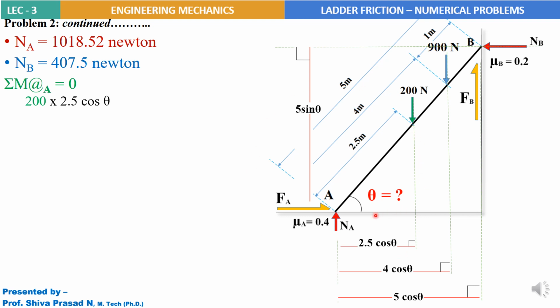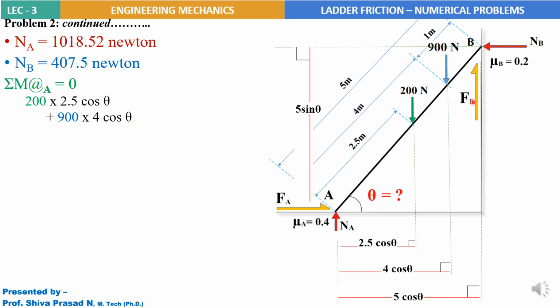So it is plus. Next, second force, 900 Newton. Again this force 900 into perpendicular distance 4 cos theta from here to here, line of action. So the 900 Newton force will also create clockwise rotation. So plus 900 into 4 cos theta.